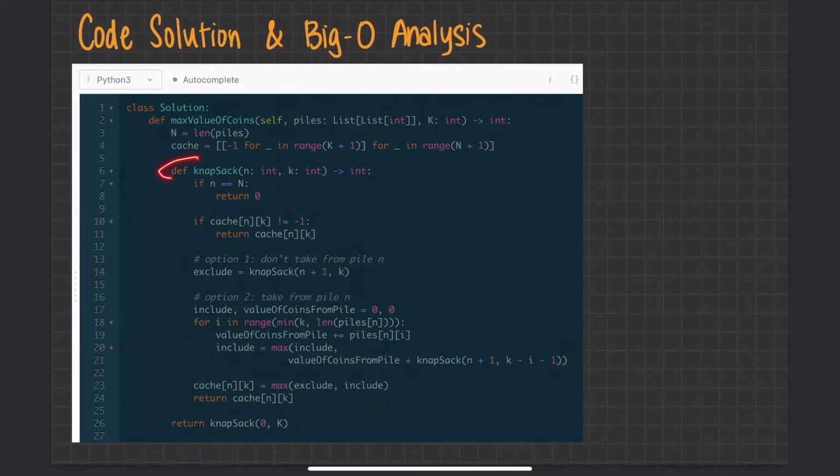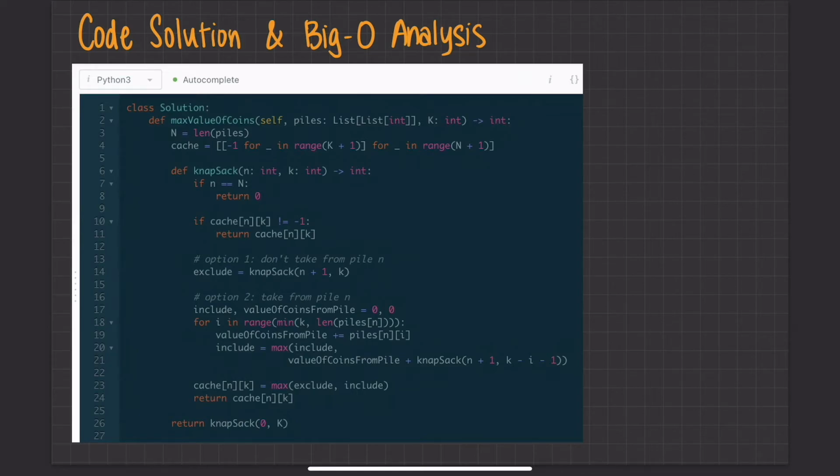For our knapsack implementation, we check our base case. Have we reached the last pile? If we have reached past our last pile, we simply return 0. You'll see why in a minute that I do not need to include a base case for k. Let's move on for now. If the cache is not -1, or if we've already calculated for this n and k of our knapsack, we simply return what's in the cache.